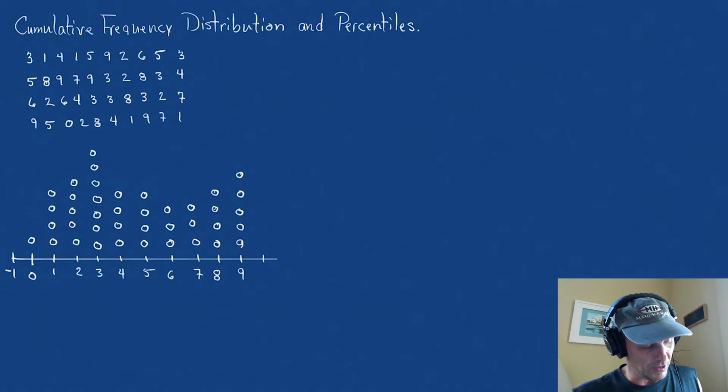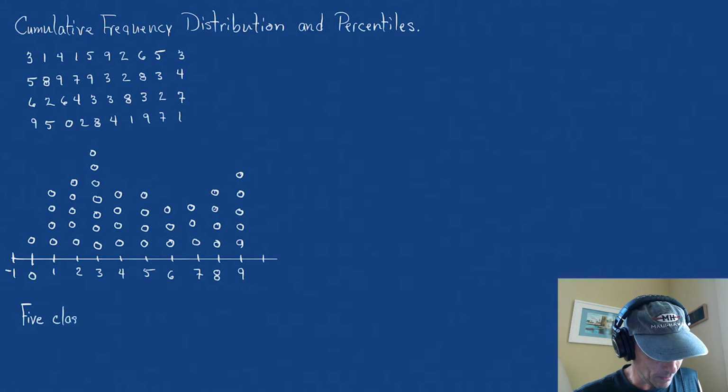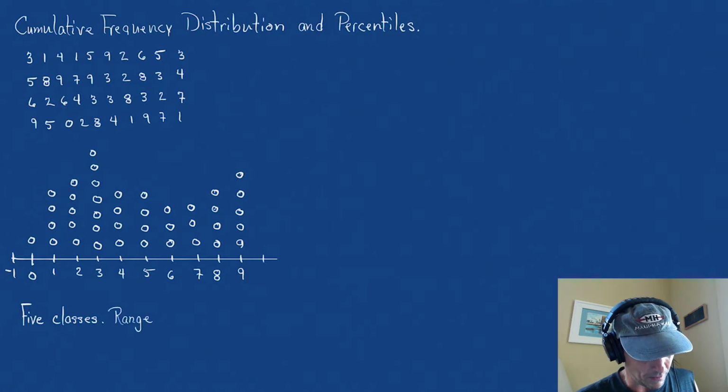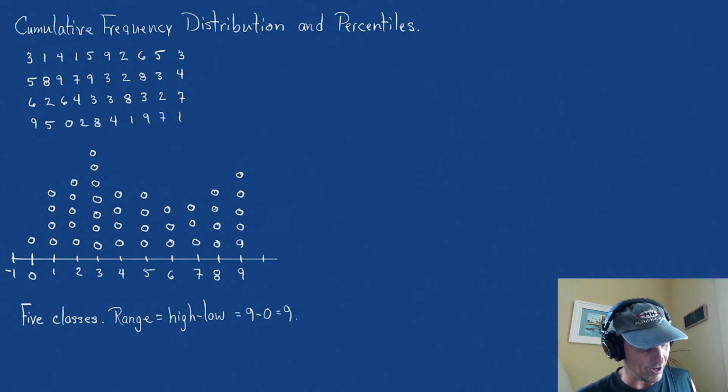Now, what we're going to do is we're going to have 5 classes for our distribution. So now remember, you could easily estimate that just by playing around with separating the dots nicely like we've practiced. But we also have the range here. And notice the range of this is our high minus our low. And our high in this case is 9. Our low is 0. So our range is 9 if we want 5 classes.